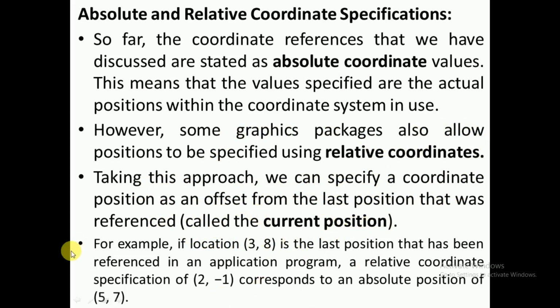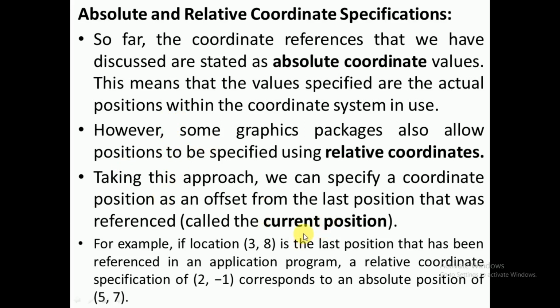I will explain with an example. For example, you have already referred to location 3, 8, meaning on your monitor you are at the 3, 8 position. Next you want 5, 7. In the absolute coordinate system, how do we refer? If you want 3, 8, you directly mention 3, 8. If you want 5, 7, you directly mention 5, 7, meaning you want to go exactly to 5, 7.